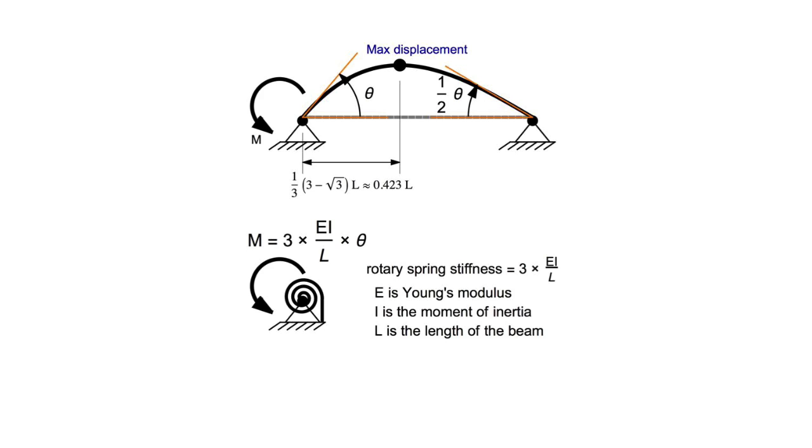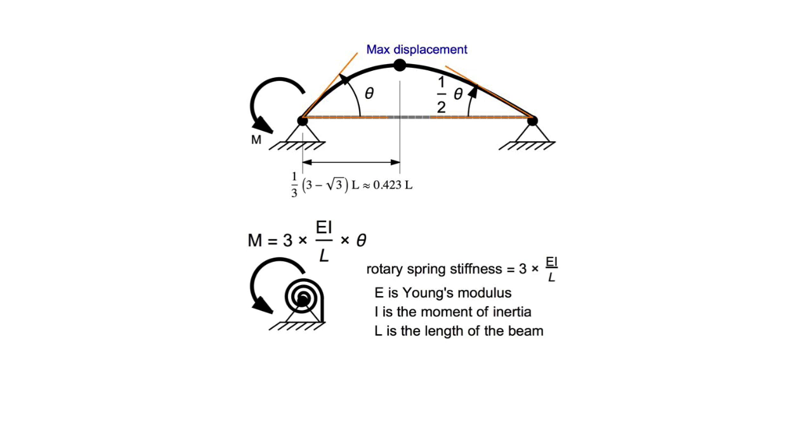Looking at the deformed shape, we find that the angle where the moment is applied is twice the angle at the other end. The maximum displacement occurs at about 42% from where the moment is applied. This turns out to be the farthest distance from the applied moment that you can move the location of the maximum displacement by applying a moment at one end and connecting any kind of passive structure at the other end.